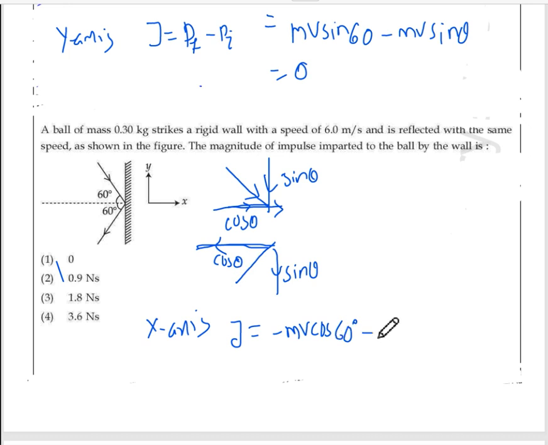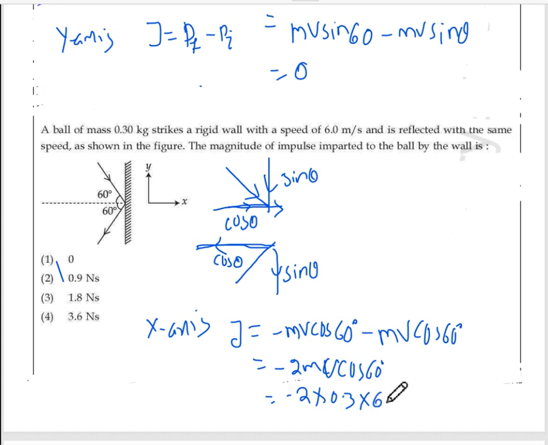Yeah, it is mv cos 60. So simply if you calculate, it will become minus 2 mv cos 60. So now put the values: minus 2 into, in place of m it is 0.3 kg, into velocity, which is given as 6, and cos 60, its value, if you remember, is 1 by 2. So the 1 by 2 gets cancelled, it will become minus 1.8. If we take only its magnitude, J will be 1.8 Newton second, which is option 3.